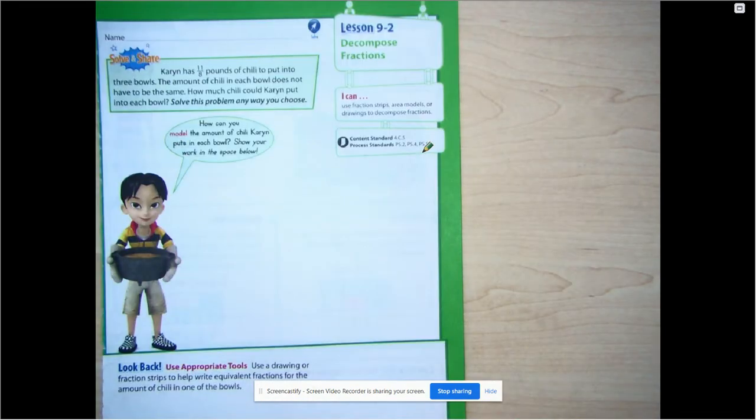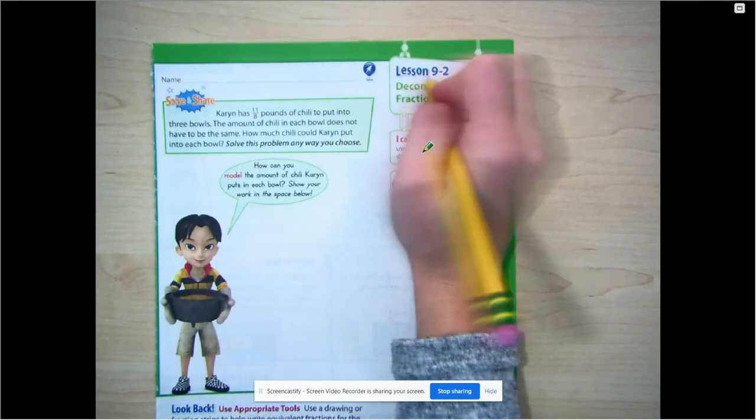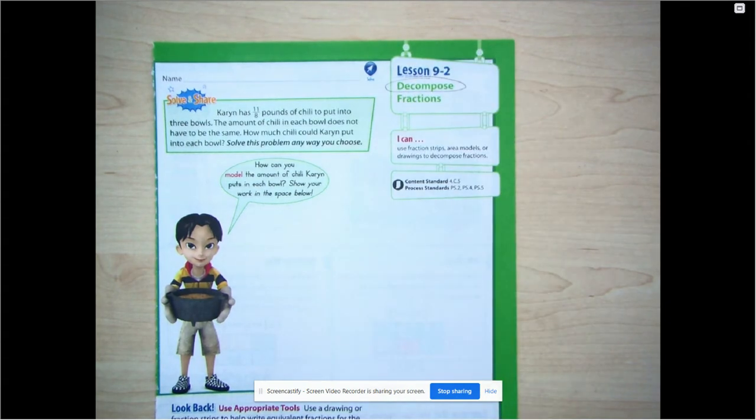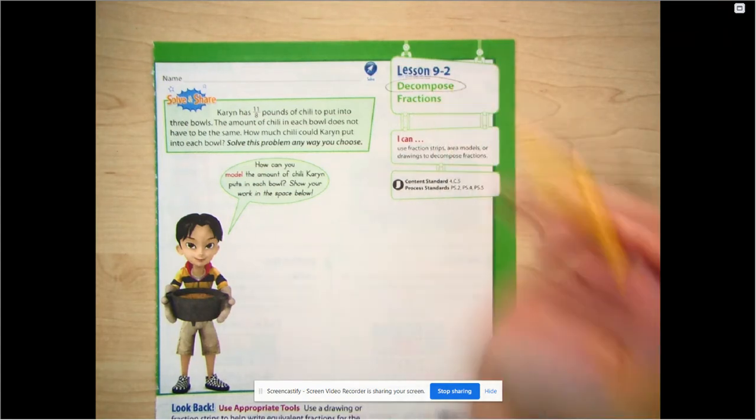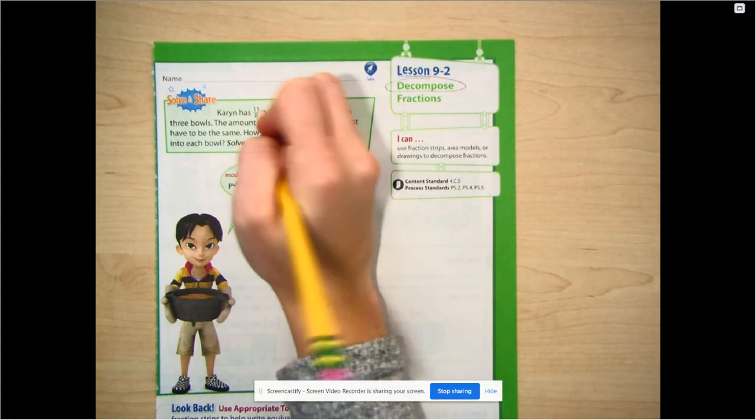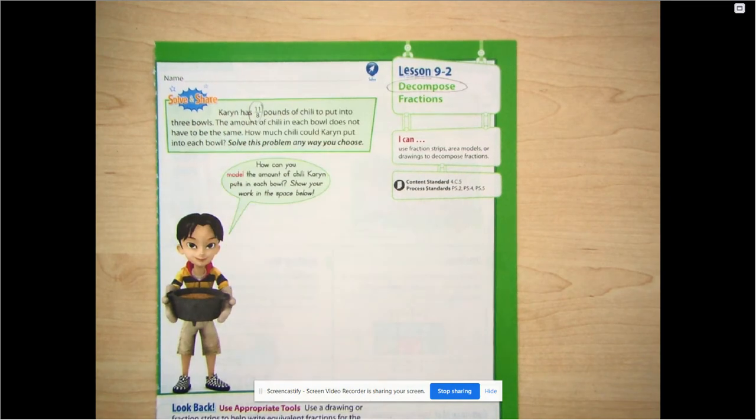Okay, today's magical word of the day is decompose. When I think of decompose, I think of decomposers in science when we talked about the food chain. Decomposers are all the way at the bottom and they break down bacteria and fungus and dead things. So when we talk decomposed fractions, we're breaking it down. So we're going to start by looking at 11/8 as our fraction.